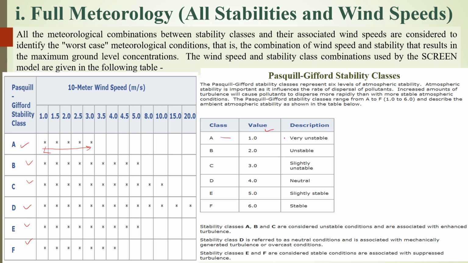Class A means it is very unstable, class B is unstable, class C is slightly unstable, D is neutral, E is slightly stable, and F is stable. So when we use these classes A, B, C, D, there is always a range of wind speed.